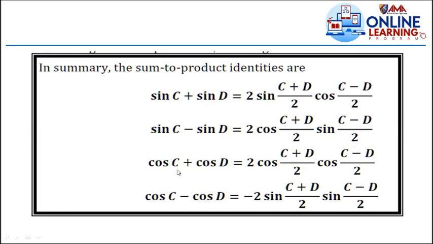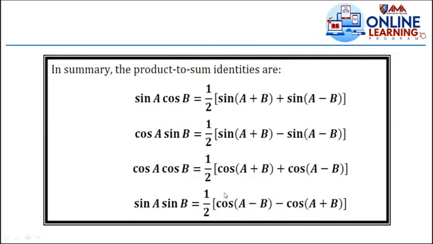Also, cosine C plus cosine D is equal to cosine C plus D all over 2 cosine C minus D all over 2. And for the last one, cosine C minus cosine D is equal to negative 2 sine C plus D all over 2 multiplied by sine C minus D all over 2. Sinundan lang natin yung formula nung una.